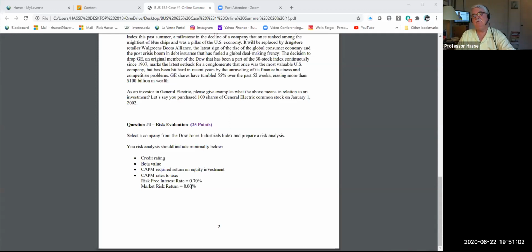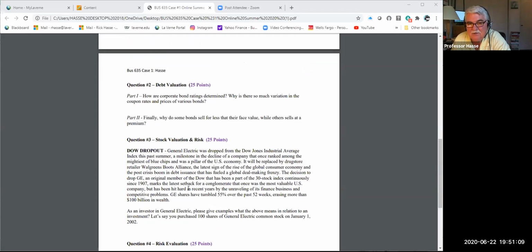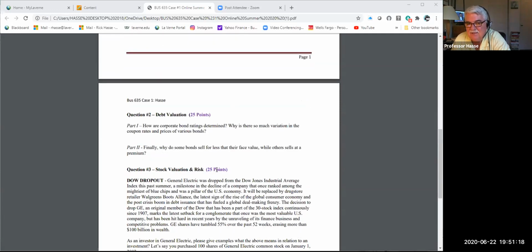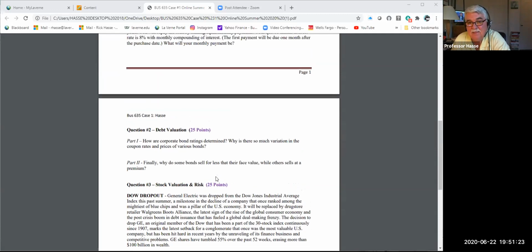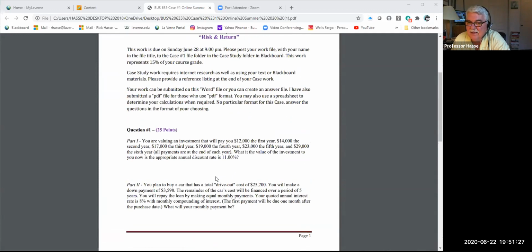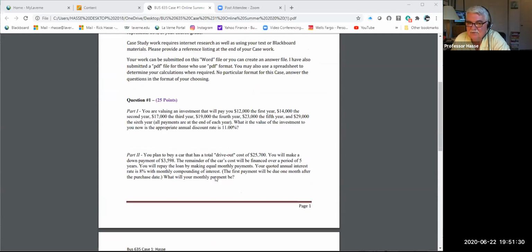So you're doing 4 different things. You're doing some risk evaluation of a company that you select, a real world company. You're looking at the history of General Electric over the last 18 years and what that means in regards to an investment over that time. You're telling me the definition of debt and corporate bonds, which we talked about earlier today and last week. And you're doing some present value and amortization calculations to show how you work around a spreadsheet or a calculator to come up with those numbers.